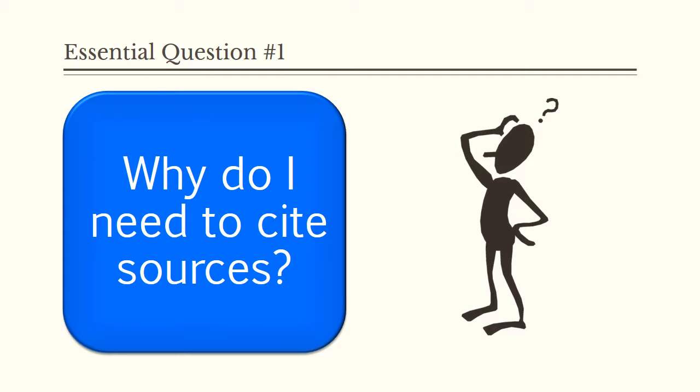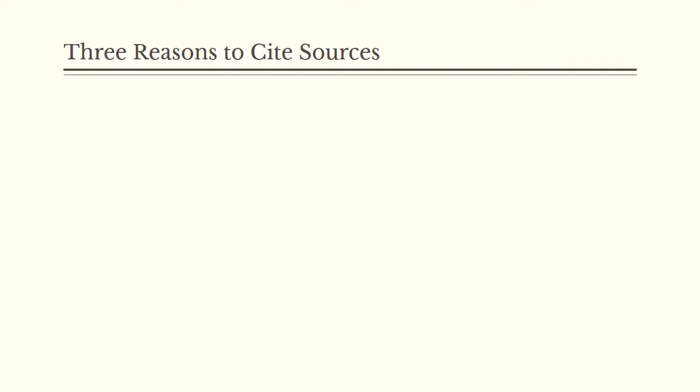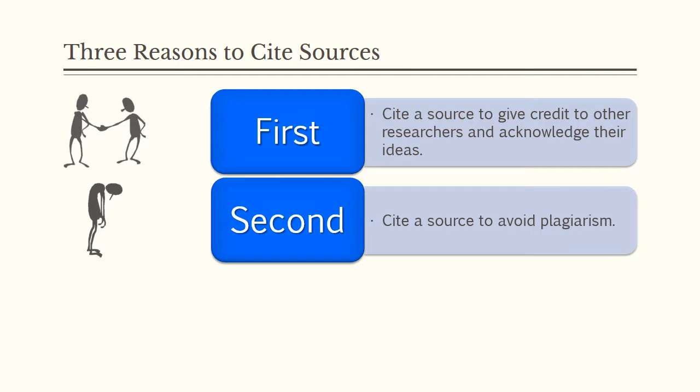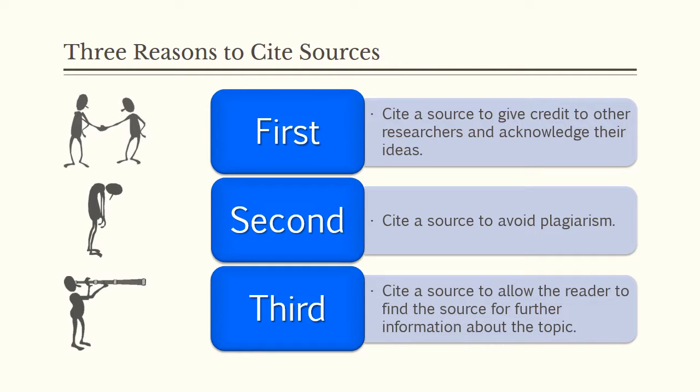Essential question number one is, why do I need to cite sources? There are three reasons to cite sources. First, we cite a source to give credit to researchers and acknowledge their ideas. Second, we cite a source to avoid plagiarism. And third, we cite a source to allow the reader to find the source for further information about the topic.